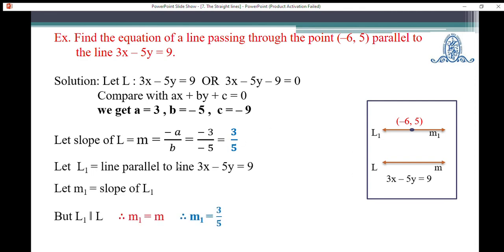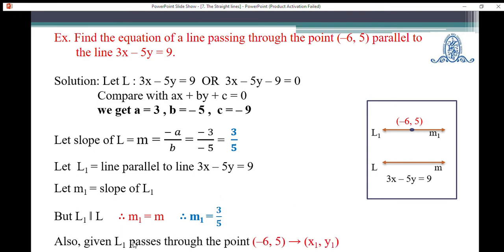Now let us denote the required line by L1, which is parallel to the given line L. Therefore m1, the slope of L1, must be equal to the slope of L, right? Because the lines are parallel. Hence m1 must again be equal to 3 by 5. So m1 is equal to 3 by 5.